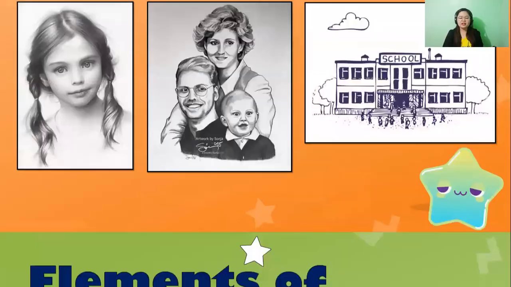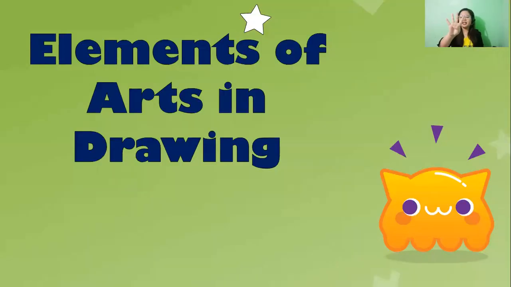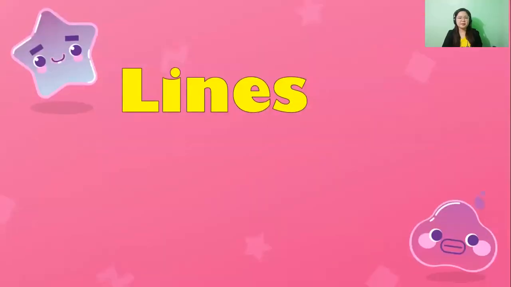Next, let's have the four elements of arts in drawing. The first element is line. So when we say line, it is formed by connecting two dots. So if you connect two dots, then you form a line.